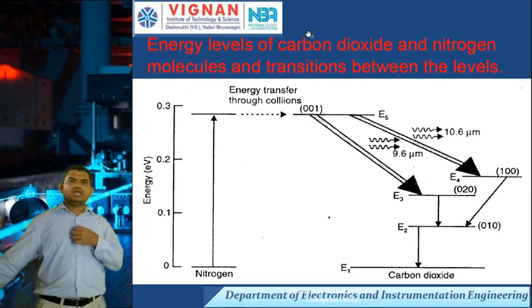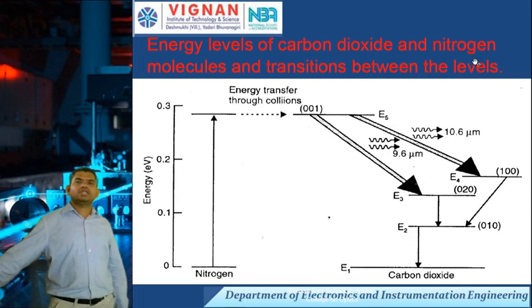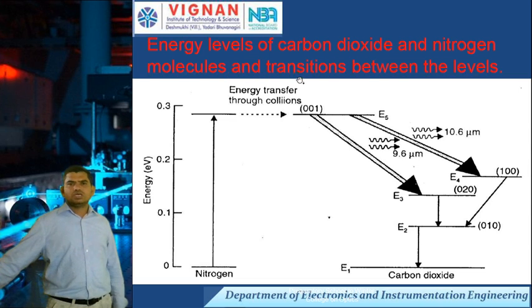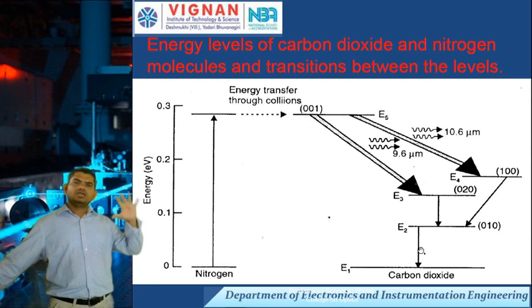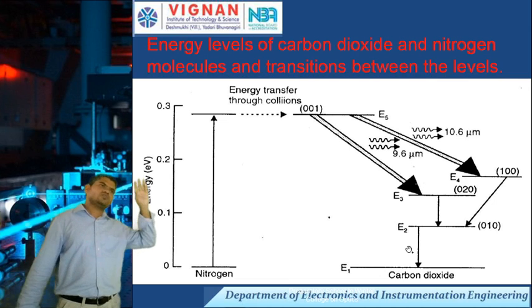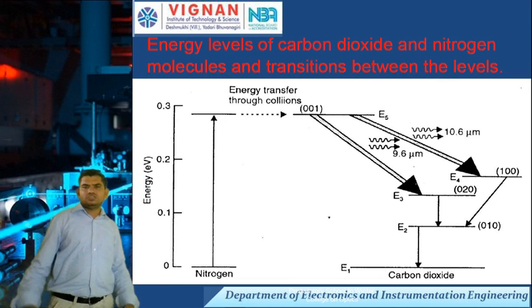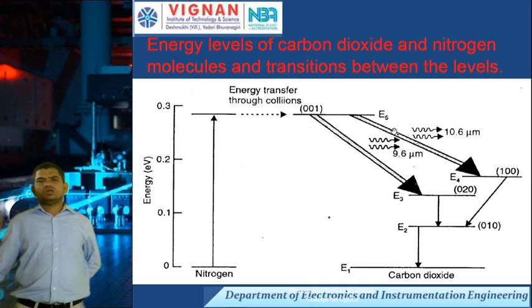Here are the energy levels of carbon dioxide and nitrogen molecules and the transitions between the levels. First, nitrogen molecules go from the lower level to the higher level. This higher level state transfers energy through collision. The level here is 001. Actually, this carbon dioxide laser is a 4 level laser, and the higher level is that 001.